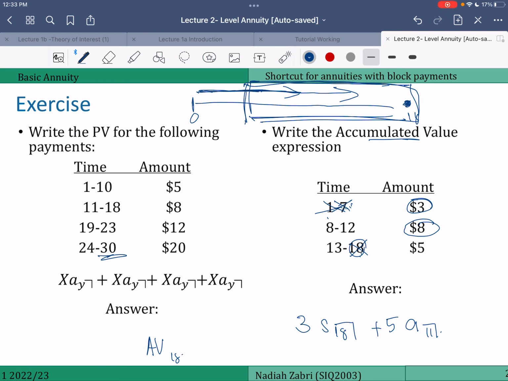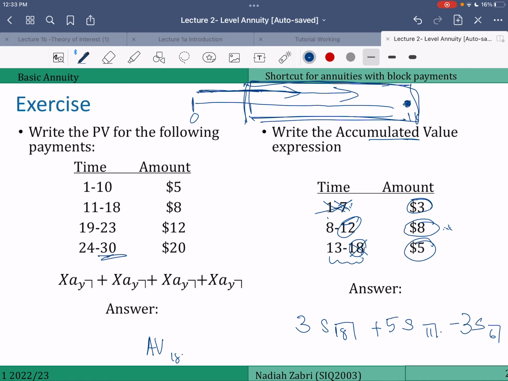And then the next block is 5, but now all of them have 8, so we need to minus 3 for the remaining. How many? 18 minus 12. 18 minus 12 is 6. So for the remaining 6 payments, we need to minus another 3. Good thing I realized. Not a, okay? s. We want to find s now, because we want to find accumulated value.